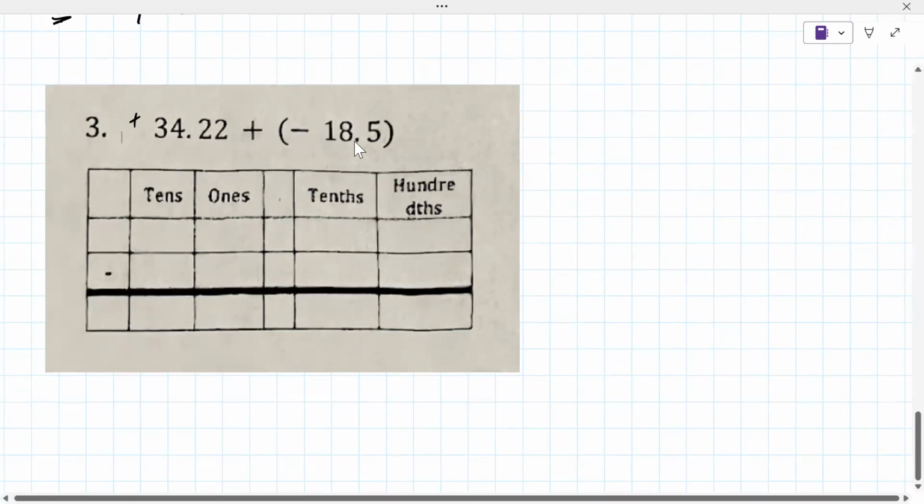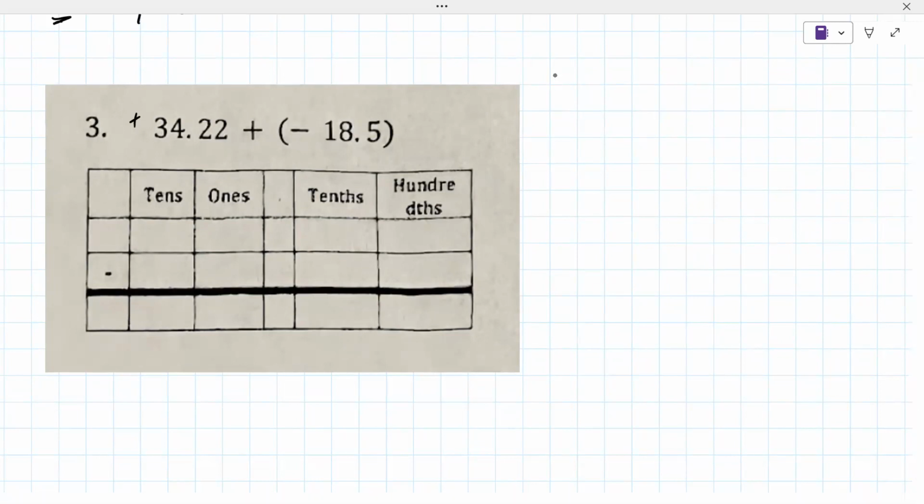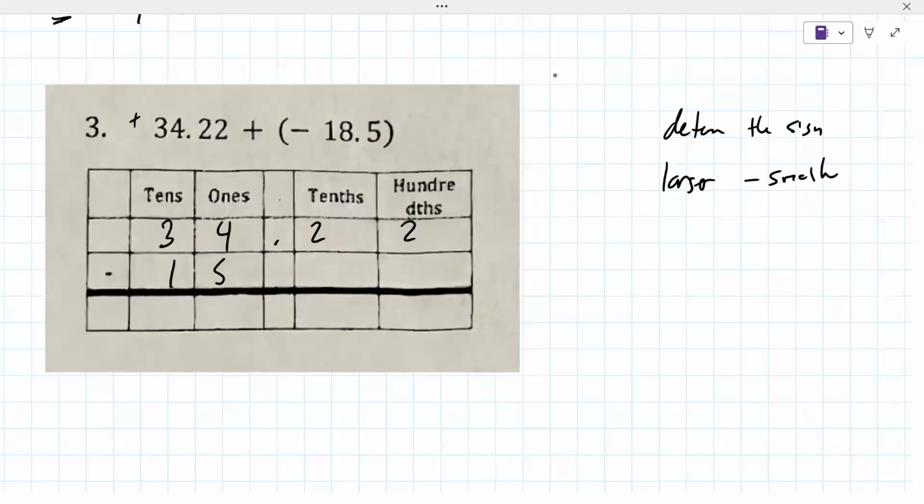Is the answer positive or negative? Positive. It's positive because that one's further from zero. And then you determine the sign, and then you take the larger and subtract the smaller. So 34.22 minus 18.50. You may have to do some borrowing on this. Give that a try, please.